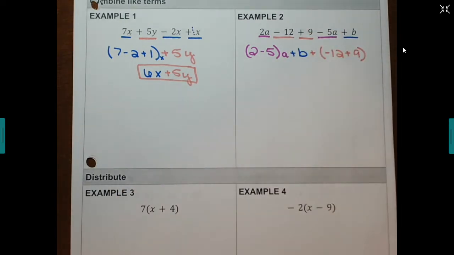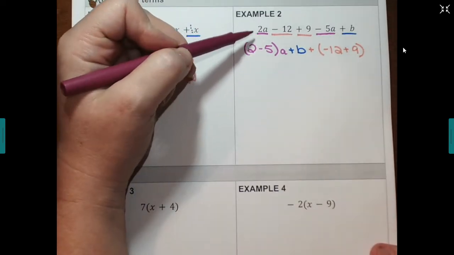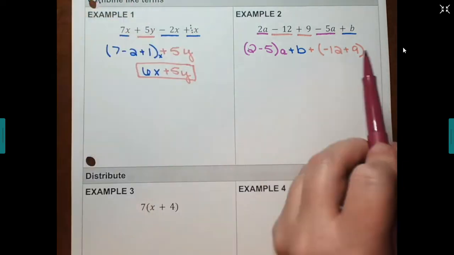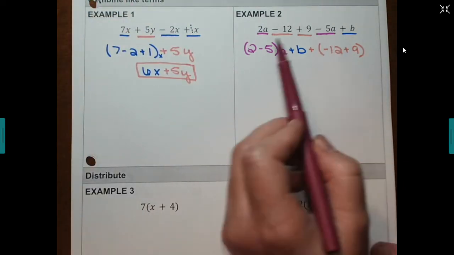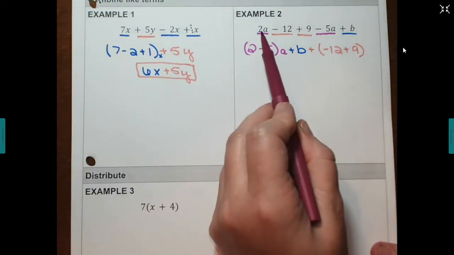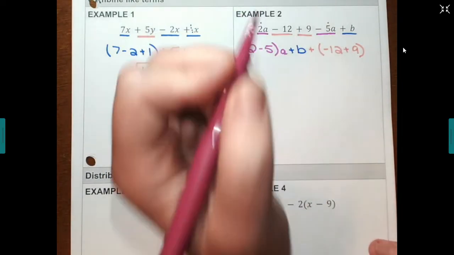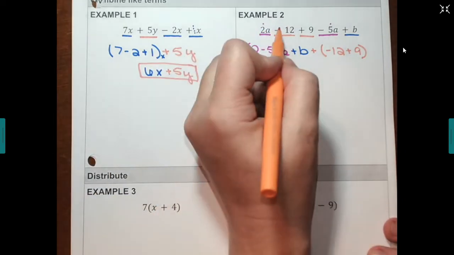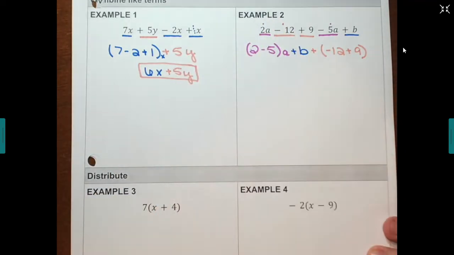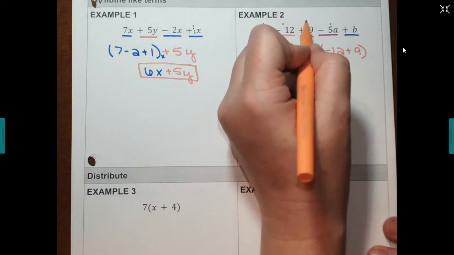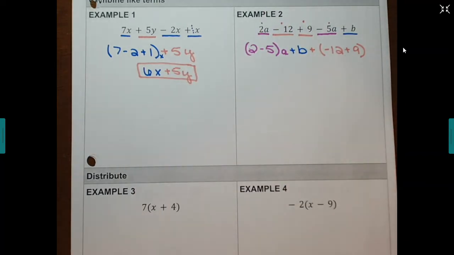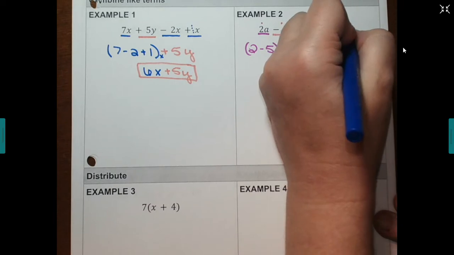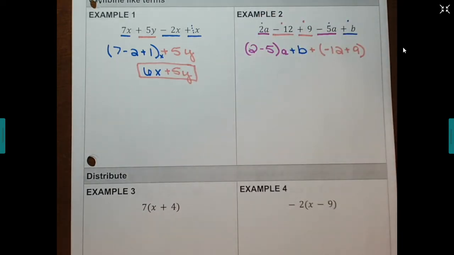Okay, so that one was a little tricky. We dealt with our 2a. We dealt with our negative 5a, so we've dealt with those terms. We dealt with our negative 12. We dealt with our positive 9. And we dealt with our b. So we got them all. Sometimes it helps to do a little checklist like that.